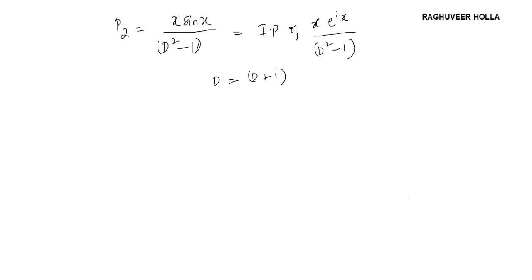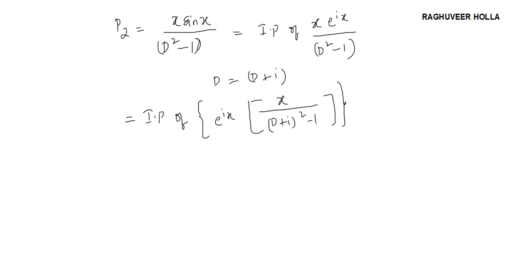Okay. Now you have the integral part of e^(ix), multiplied by x. Now this is divided by (D plus i) whole squared minus 1. Close this. Now let us simplify this. Now I get the integral part of e^(ix), and in the denominator, after simplifying, I get D squared plus 2iD minus 2. So close the brackets.